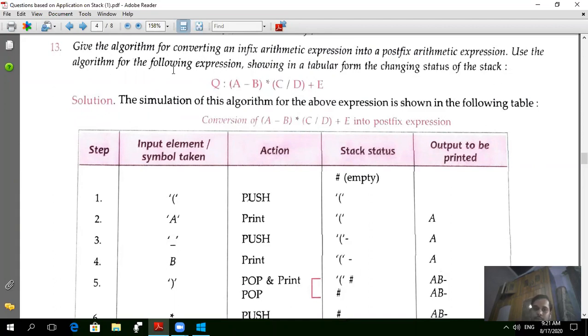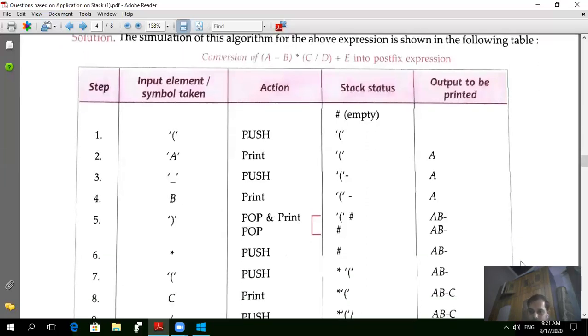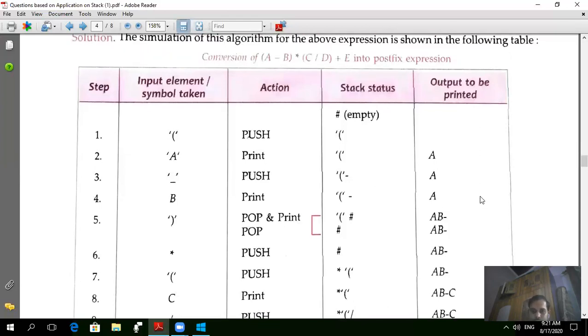Use the algorithm for the following expression, showing in tabular form the changing status of the stack. See, if you have any doubt in any line, please ask. Look, keep looking at it once and understand it. The value is bracket a minus b bracket close multiply bracket start c divide d plus divide bracket close plus e.